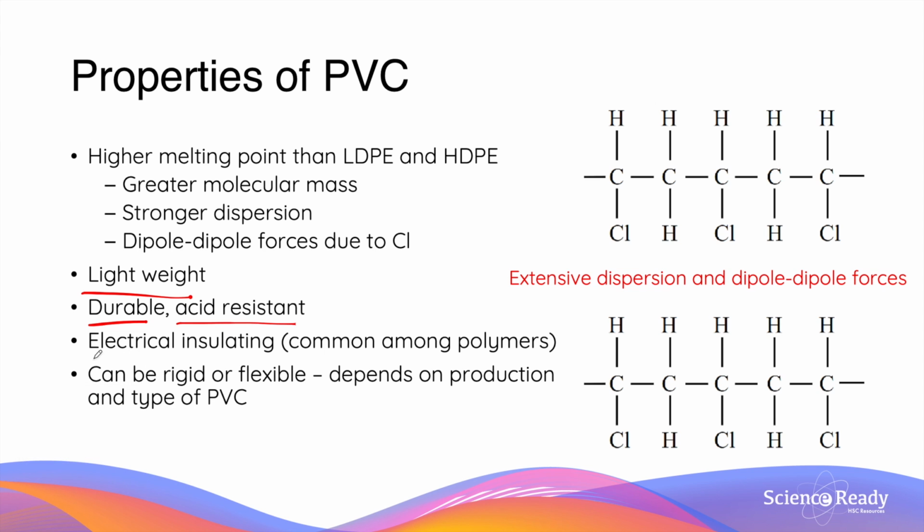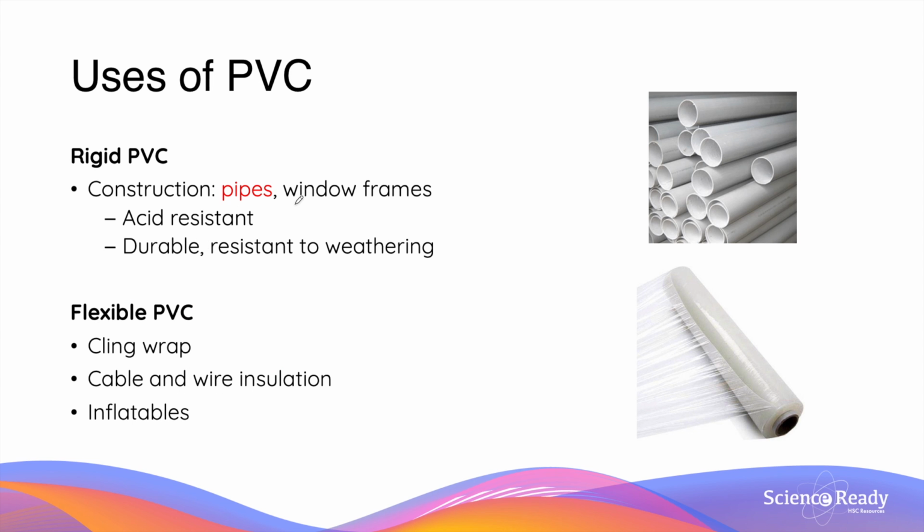It is electrically insulating, that is, it doesn't conduct electricity. And it can be made into either a rigid or flexible polymer depending on how PVC is produced. For rigid PVC, these polymers are typically found in pipes, mainly due to the fact that they are acid resistant and durable, especially resistant to weathering.